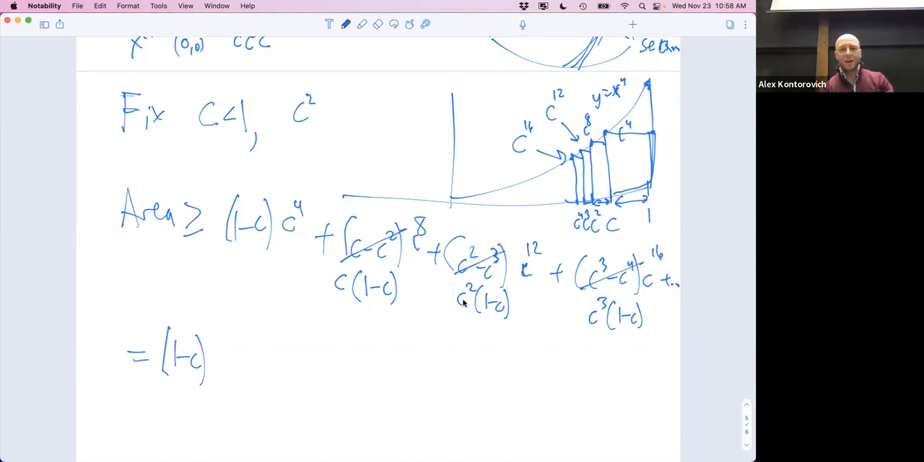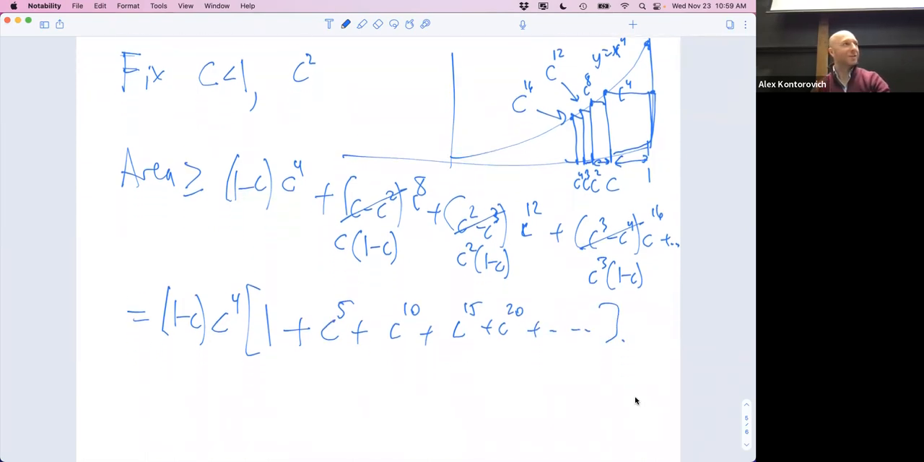This is a C to the 9. This is a C to the 14. This is a C to the 19. Let's pull out a C to the fourth. What's left? This leaves 1. There was a C to the 9. I pulled out 4 of them, so C to the 5. How about this one? C to the 14, leaves C to the 10. And here, C to the 19, I pulled out 4 of them, C to the 15, and C to the 20, and so on forever. So far, so good? Everybody with me?